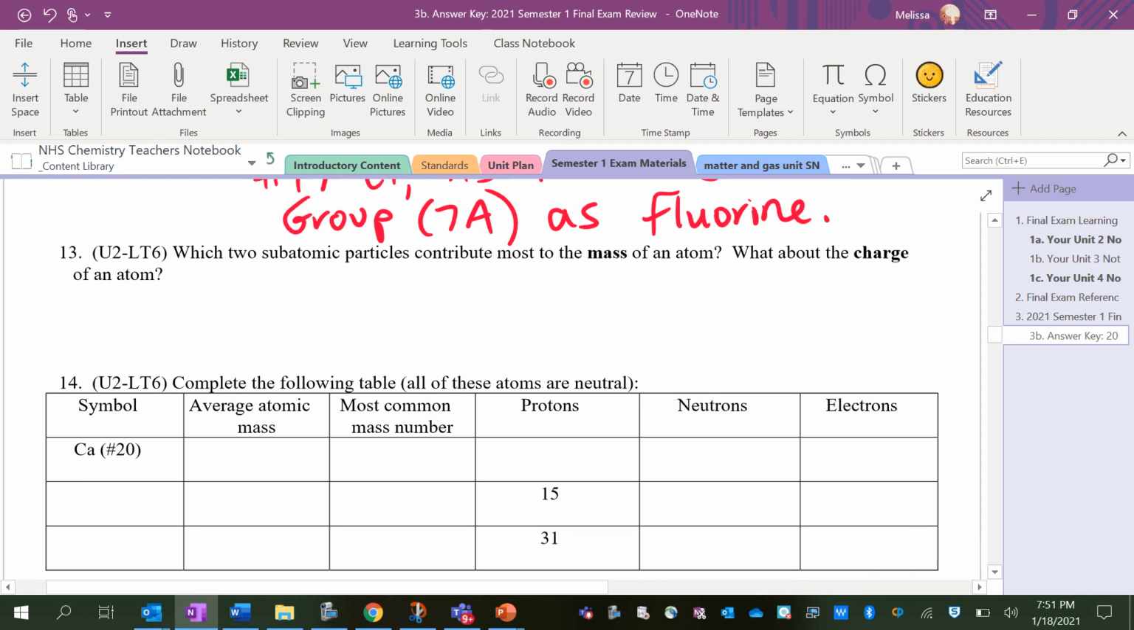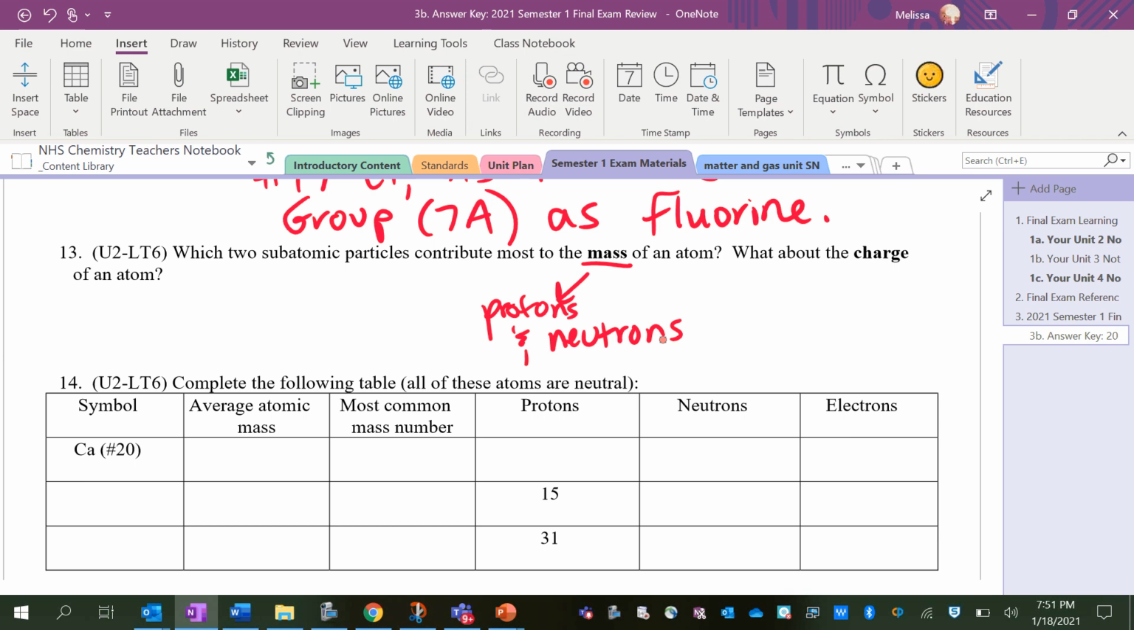Which 2 subatomic particles contribute most to the mass of an atom? That's the protons and the neutrons. They're both in the nucleus. The electrons hardly weigh anything, so we kind of count them out. We're like, whatever, don't pay attention to them.